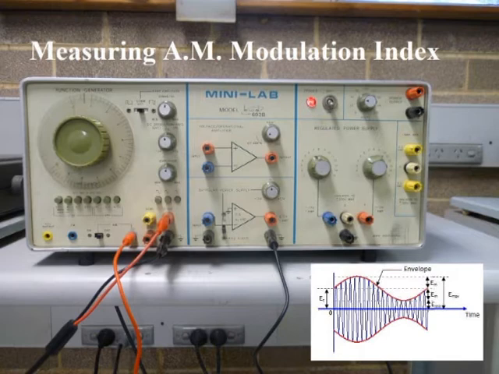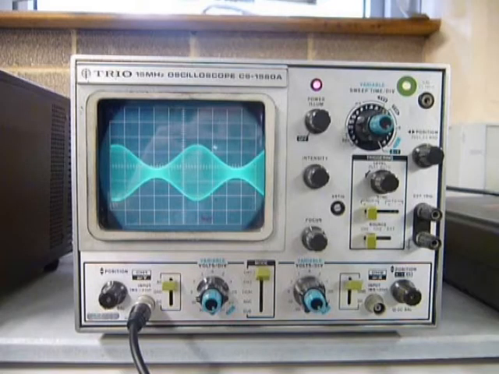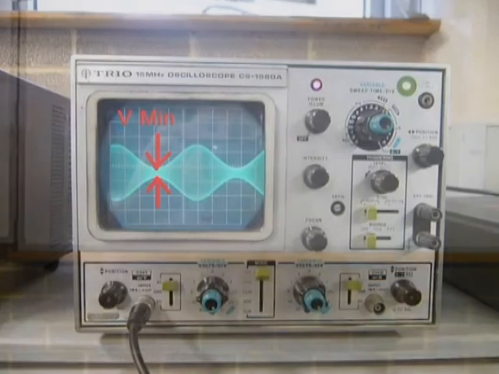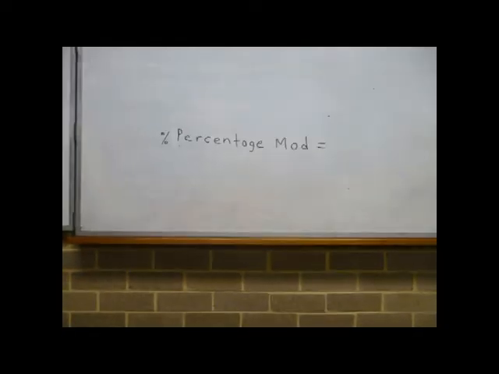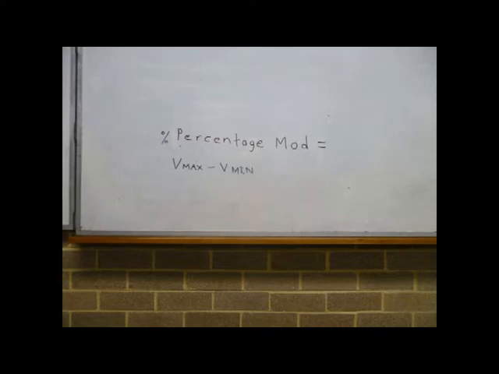Measuring AM Modulation Index. The goal of this video is to show you how to measure AM Modulation Index. In the AM envelope, that's V max and this is V min. Whiteboard please. Percentage modulation equals V max minus V min over V max plus V min times 100 over 1.